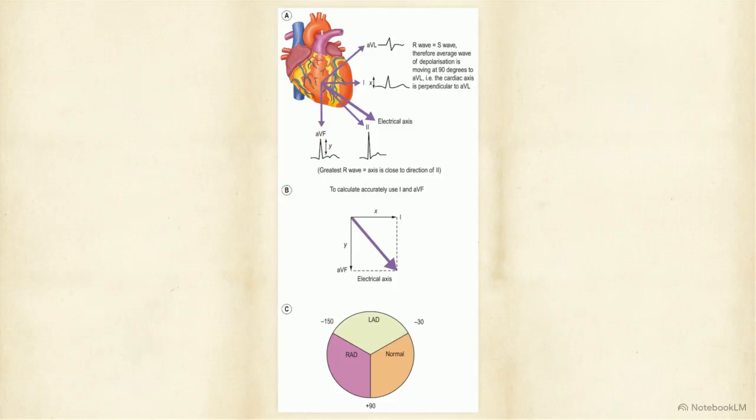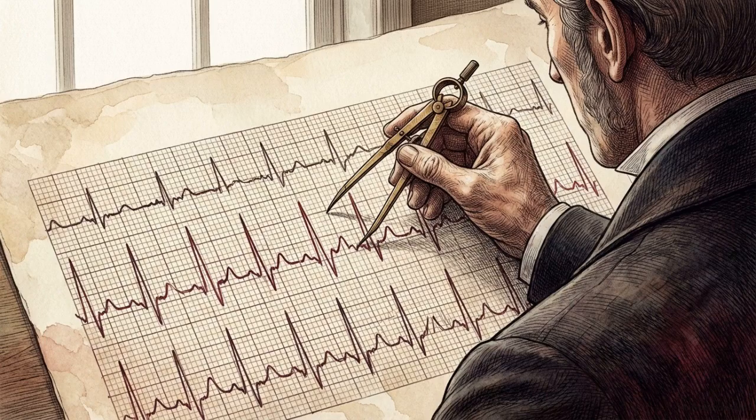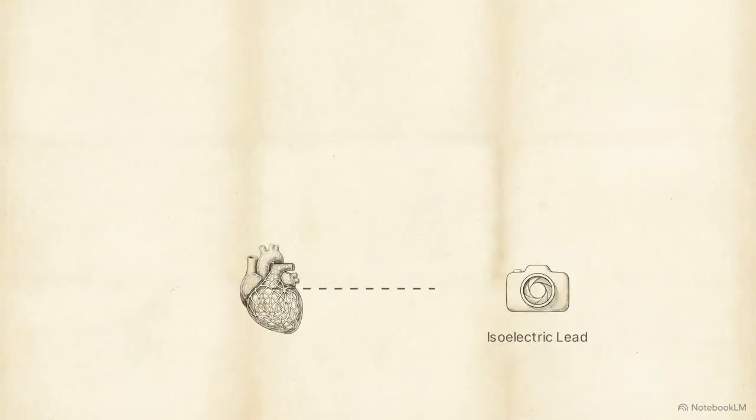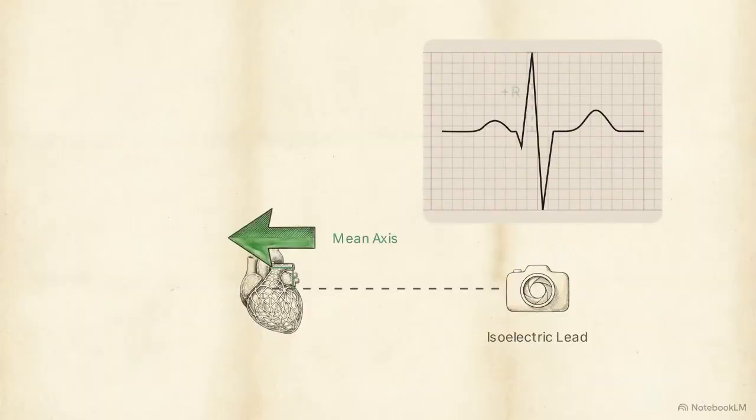First, we take the net positive amplitude of the R wave in lead I and plot it directly along the horizontal axis. Next, we take the net positive amplitude of the wave in AVF and plot it along the vertical downward axis. Drawing the resulting hypotenuse between these two coordinates gives us the precise angle of the heart's electrical axis. In clinical practice, there is a faster diagnostic shortcut. The mean axis will almost always lie exactly 90 degrees perpendicular to the isoelectric lead, the lead where the positive R and negative S waves are of exactly equal height.